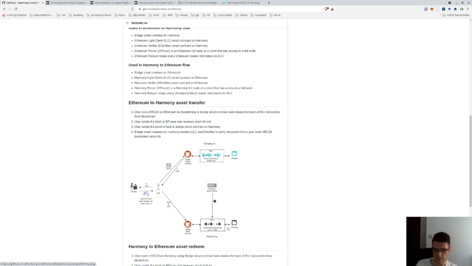For the verification purposes, we need some more information about block headers on Ethereum. That's why we use this relayer. He sends periodically the block headers from Ethereum, which are used for proof validation.